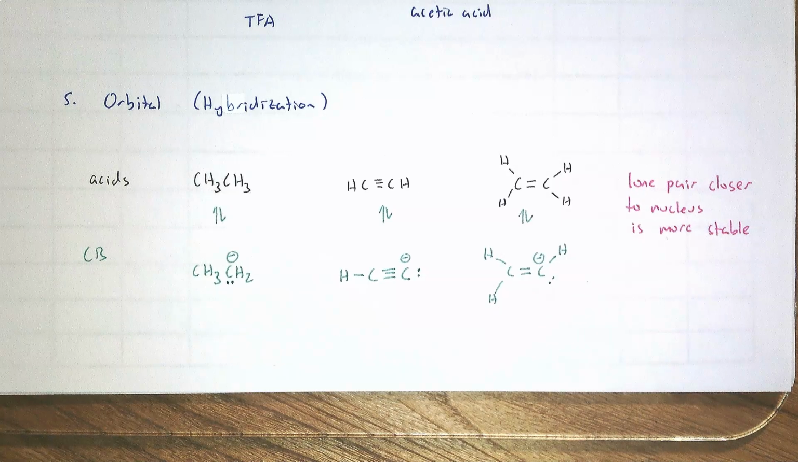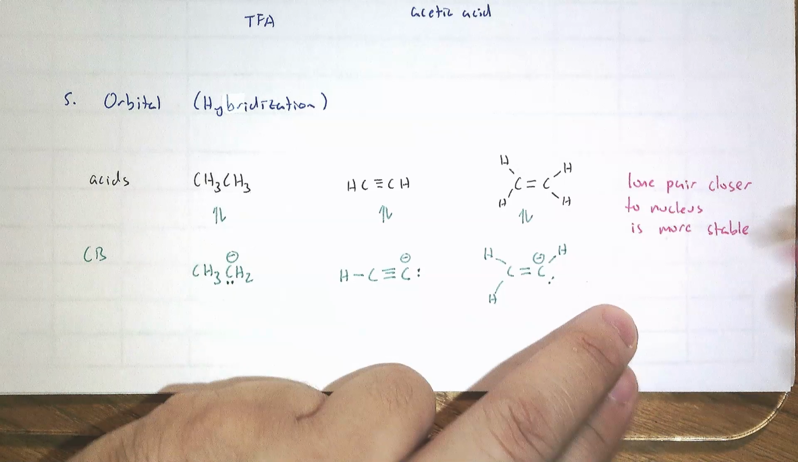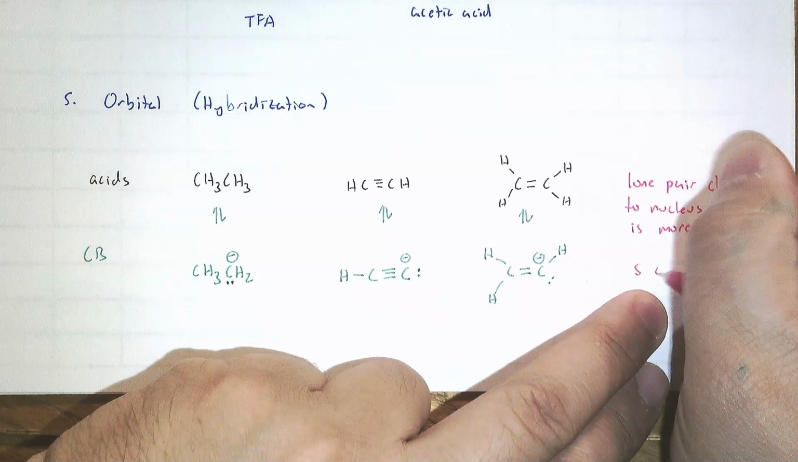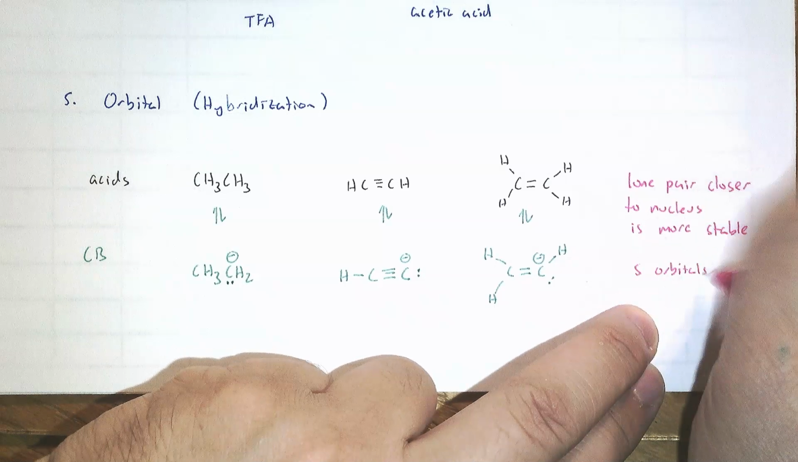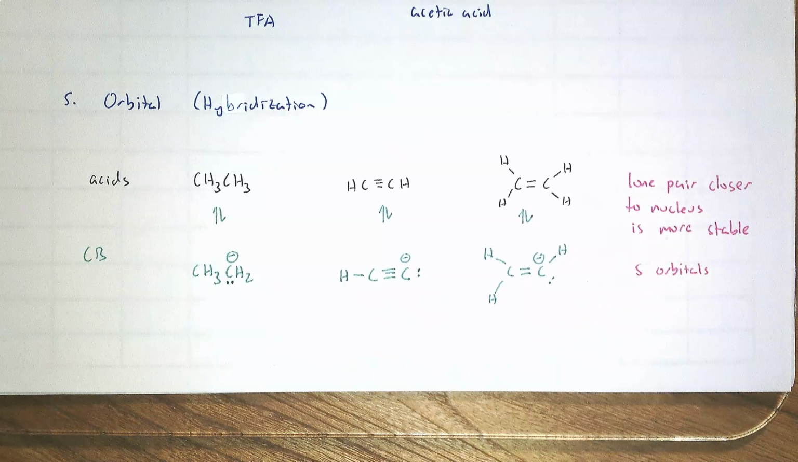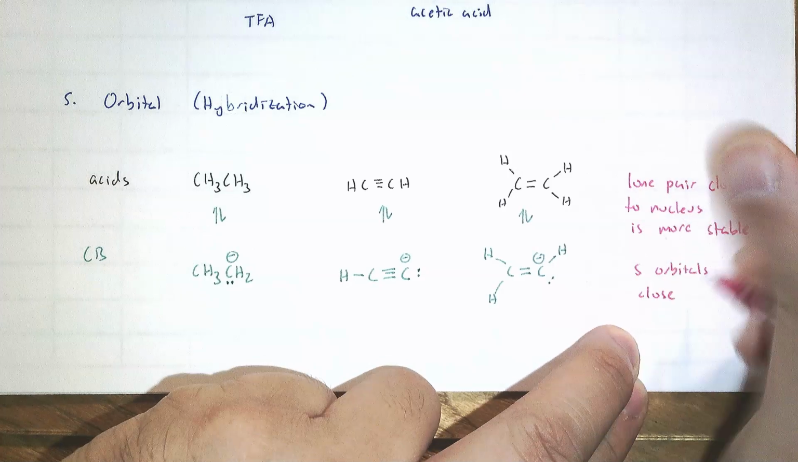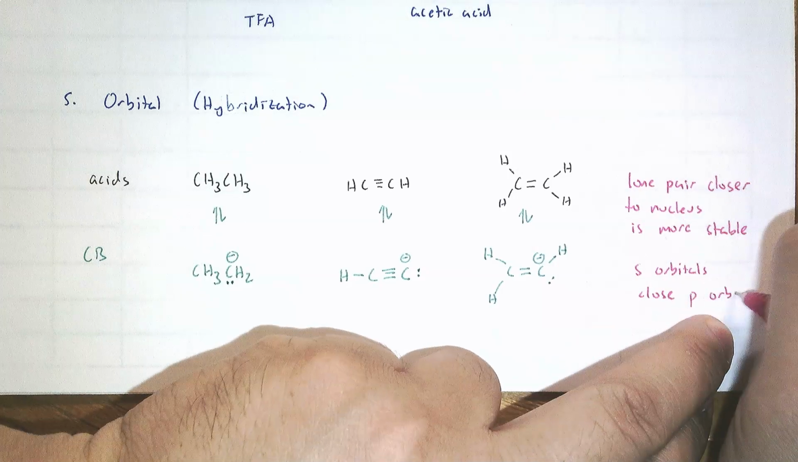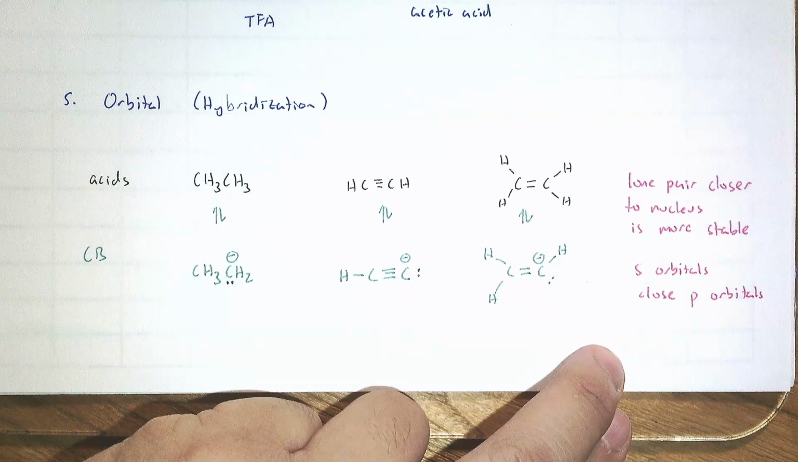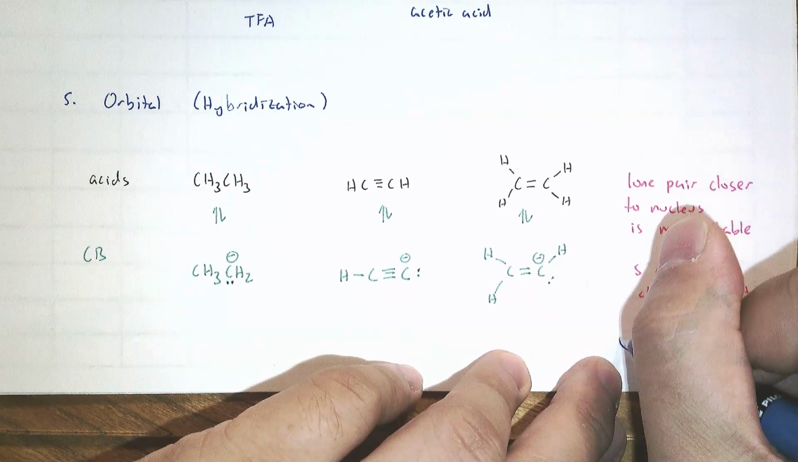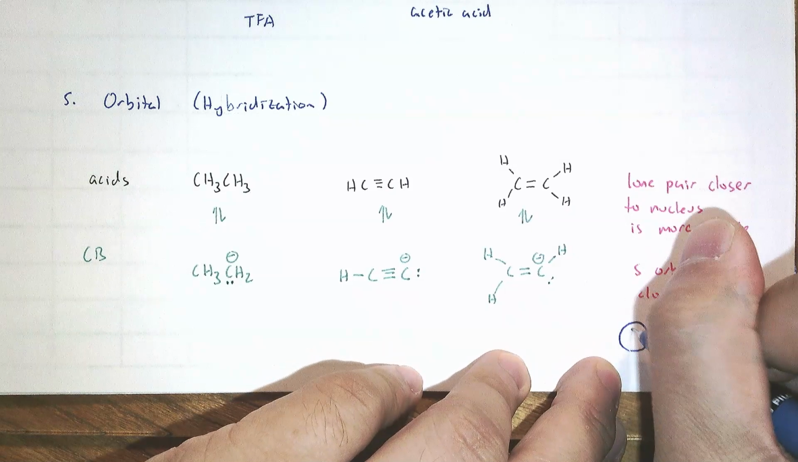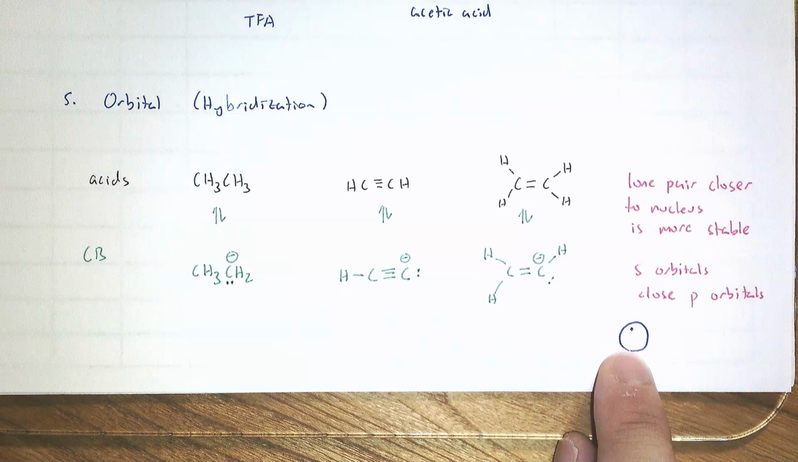How do we know if a lone pair is close to the nucleus or not? Well, this is the trick. S orbitals are closer to the nucleus than p orbitals, on average. Right? Because an s orbital is round, and your electron density is within that sphere.